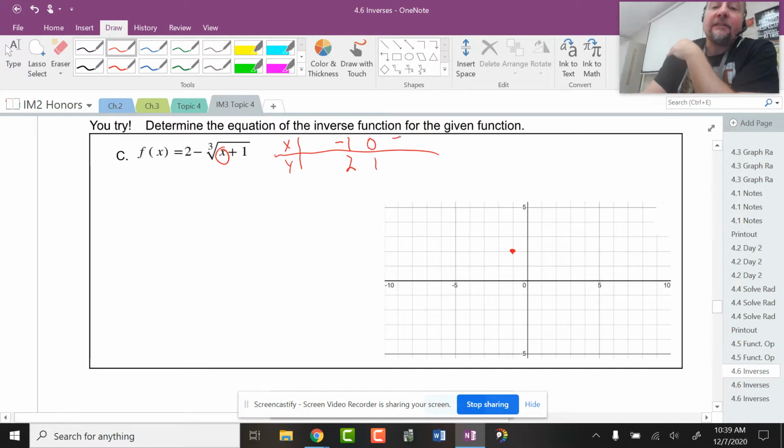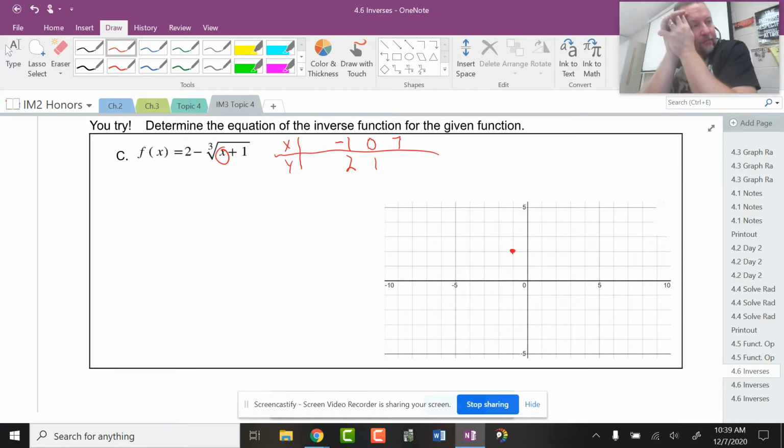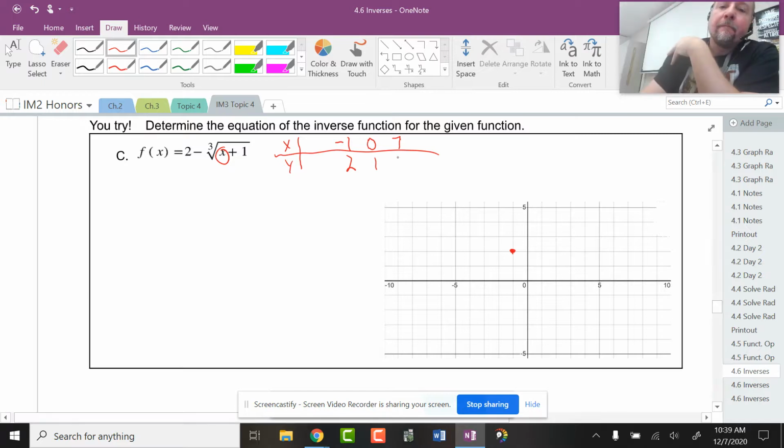And then I'll do that 7. Tell me what you get when you plug in 7. What's the cube root of 8? And then what does that become total as an output value? What's 2 minus 2?